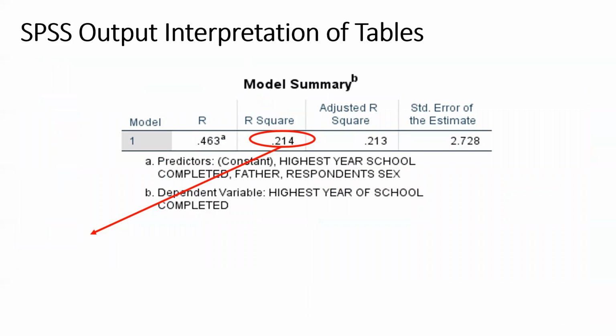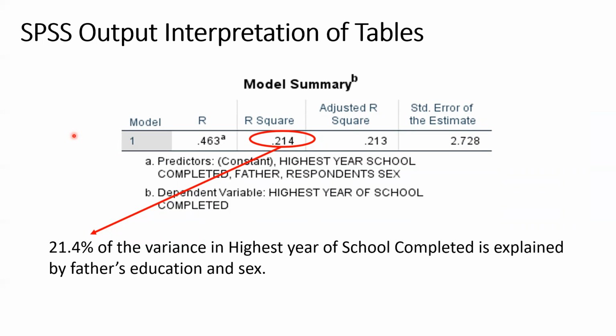So when we run, and I've run the things that I've illustrated there, we have our first model summary. That's our first table that we get in our output. Our R-square is 0.214. So this tells us that 21.4% of the variance in the highest year of school completed is explained by father's education and sex. That's really all we need to worry about from that first table.